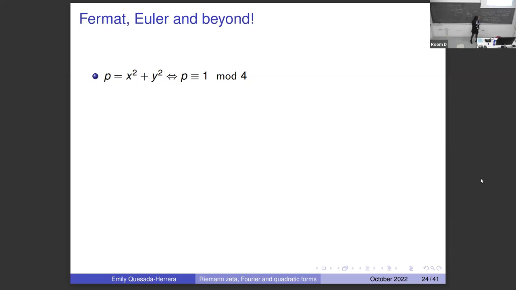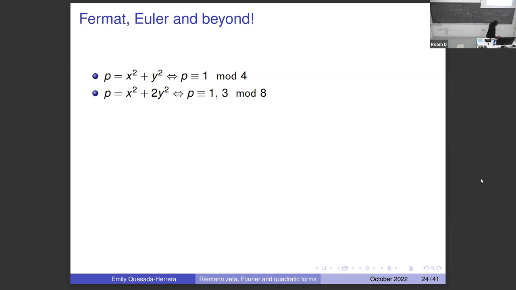And actually, Fermat proves several related results. For example, we can ask what happens if a prime is x squared plus 2y squared. Fermat shows that this has a similar characterization. A prime has this form if and only if it is congruent to 1 or 3 mod 8. So something very similar, just a union of congruence classes, or a union of arithmetic progressions.